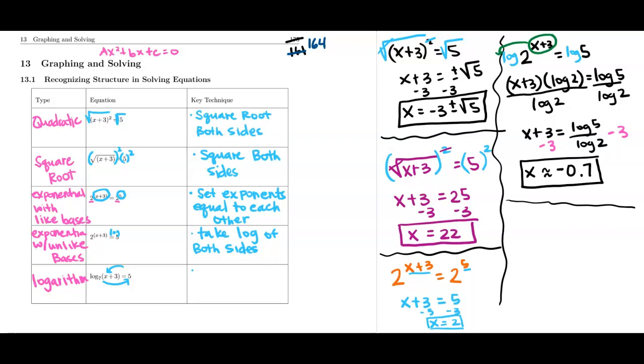All right, so let's just put that down. Our key technique here is going to be to change log form to exponential form.